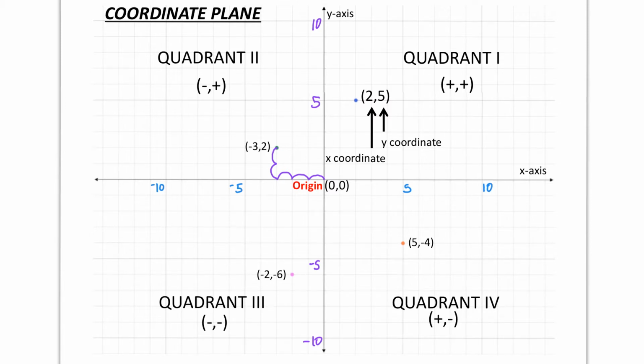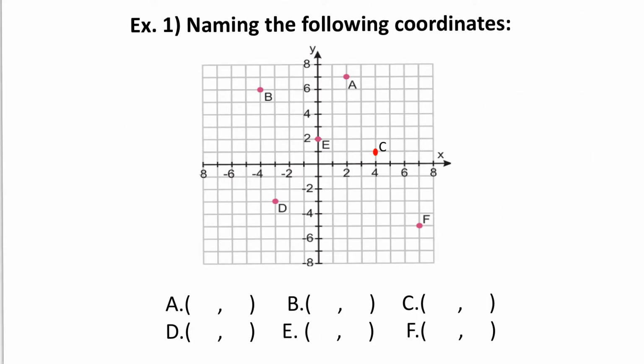So now that you know what a coordinate plane is, we can start plotting points and we can find out the coordinates of those points. So let's try an example. I have points A all the way to F on this coordinate plane. I put the units so you can see the steps that we have to count. So let's go ahead and look at point A. Point A is right here. The origin is right in the middle.